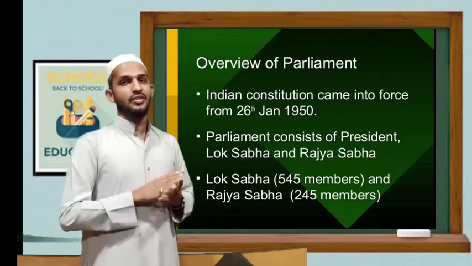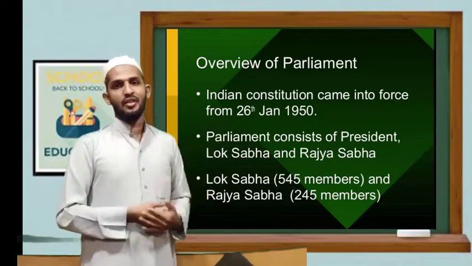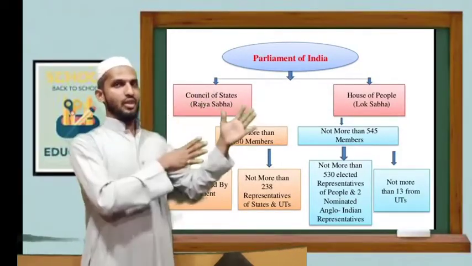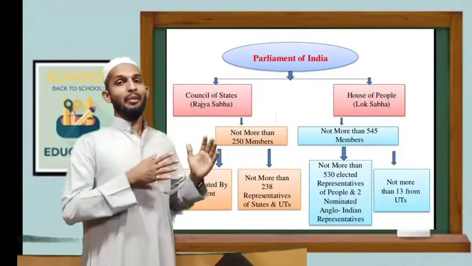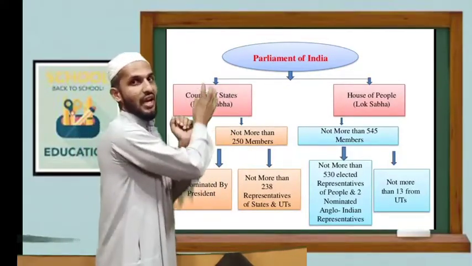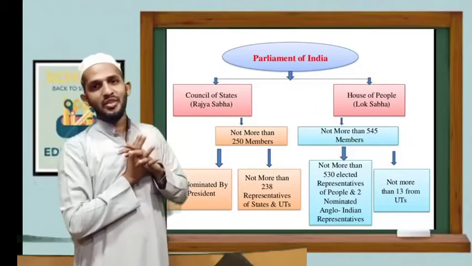And the parliament consists of, we already said it, President, Lok Sabha and Rajya Sabha. Okay, so let's go to the parliament of our nation. In the parliament, there are mainly two houses. You can see here, Council of States and House of People. What is the speciality of both?